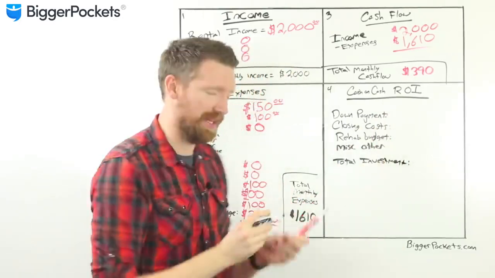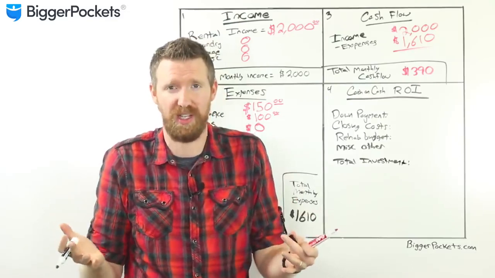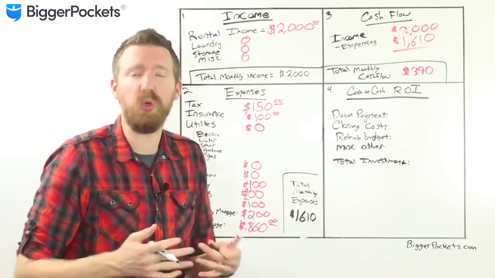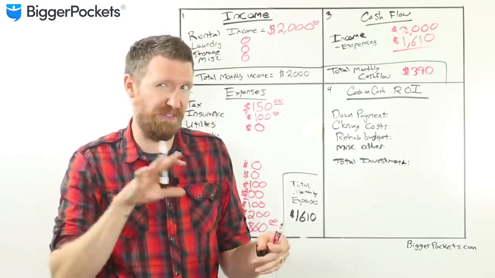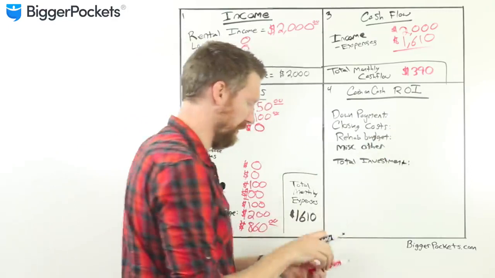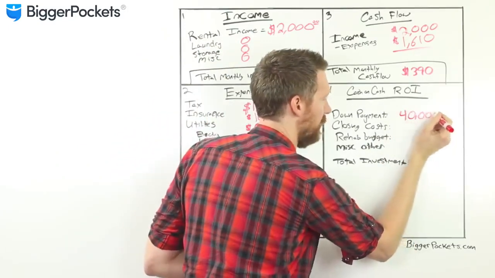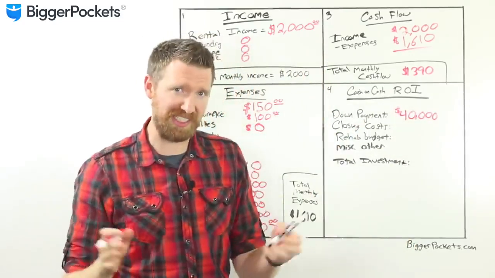So our down payment, in this case, earlier we talked about the property we bought for $200,000. If we put a 20% down payment, 20% of 200,000 is 40,000. So a down payment, let me switch to the red marker, $40,000 for down payment.